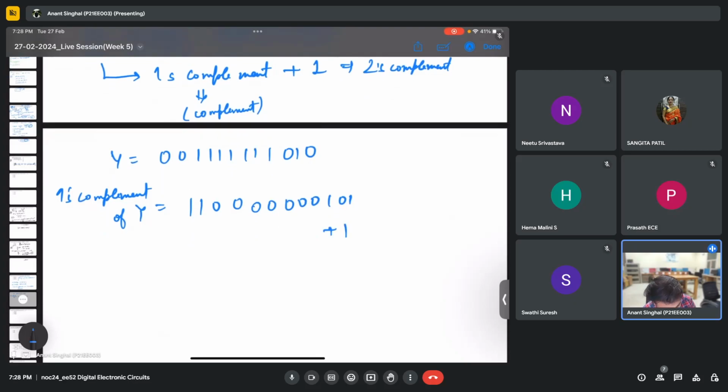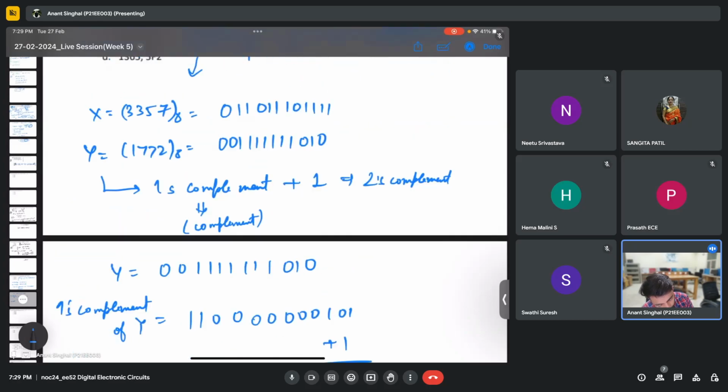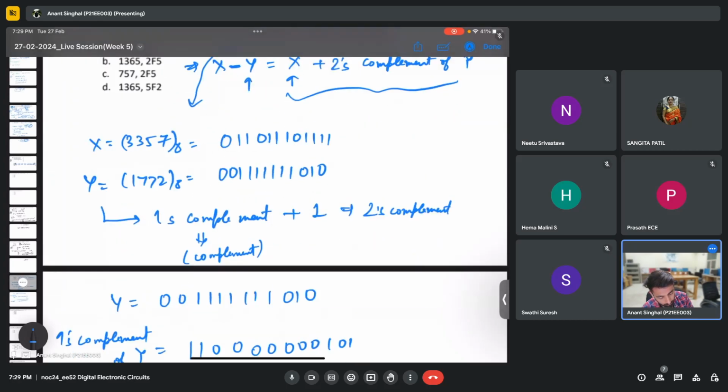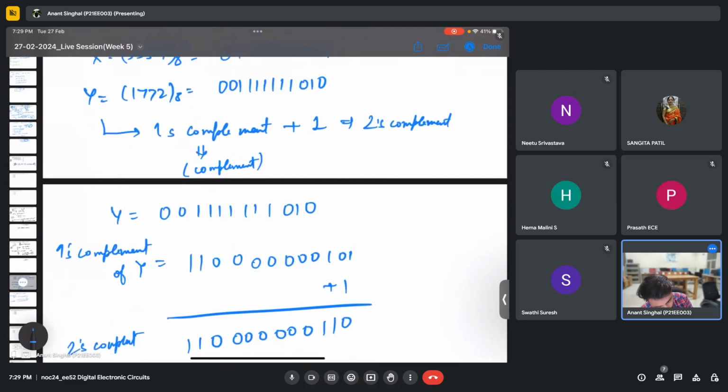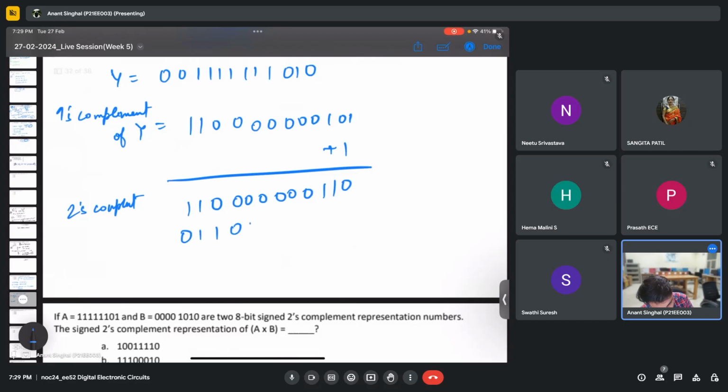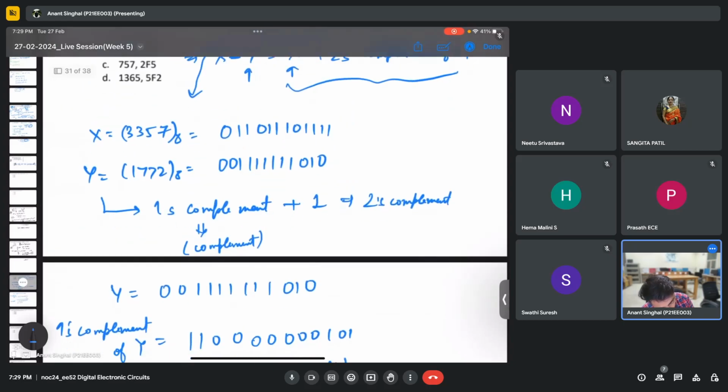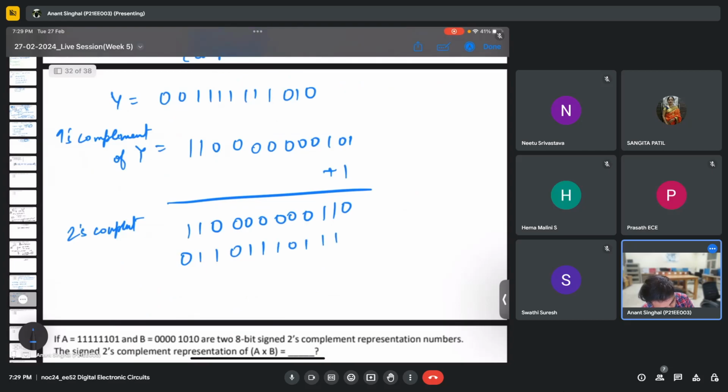So if you add 1 to the 1's complement, it will give you the 2's complement. So 1 is just 0 1, then it will remain 0. And finally, what you need to do is add the final number to x. So I'm doing the same now. So x is 0 1 1 0 1 1. I'll just add this. This will give me the final answer. So this is 1 0 1 1.